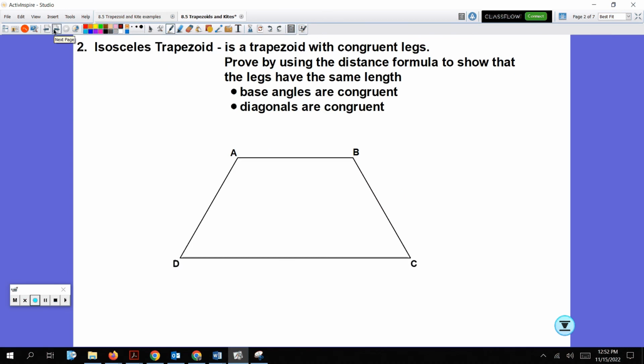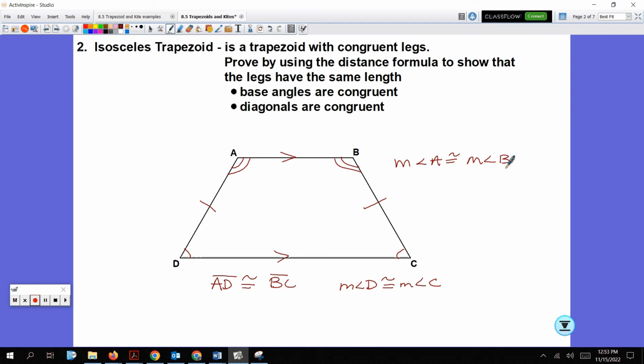All right, next is an isosceles trapezoid. An isosceles trapezoid is a trapezoid with congruent legs. So here we have our bases that are parallel to each other, but now I have legs that are congruent. All right, so that means that AD is congruent to BC. Also, in an isosceles trapezoid, the base angles are congruent. So the measure of angle D is congruent to the measure of angle C. And the measure of angle A is congruent to the measure of angle B.